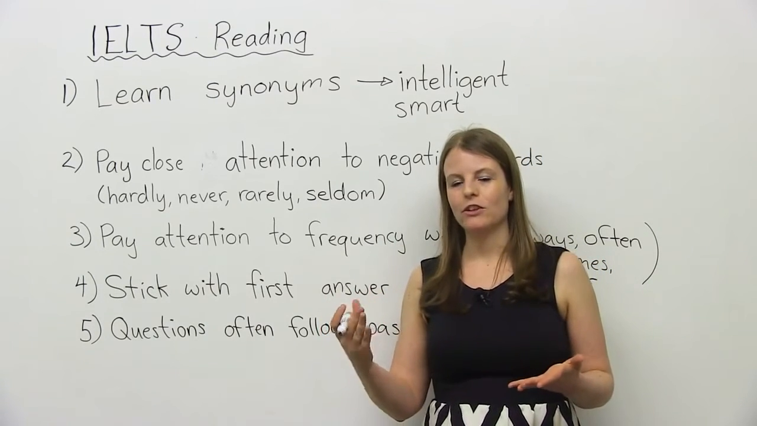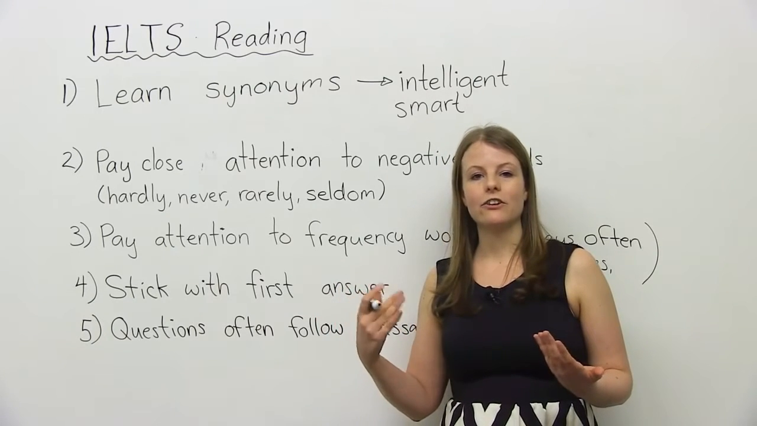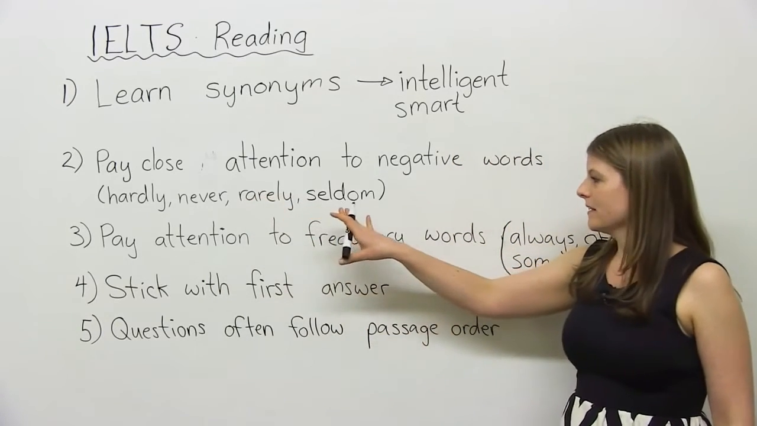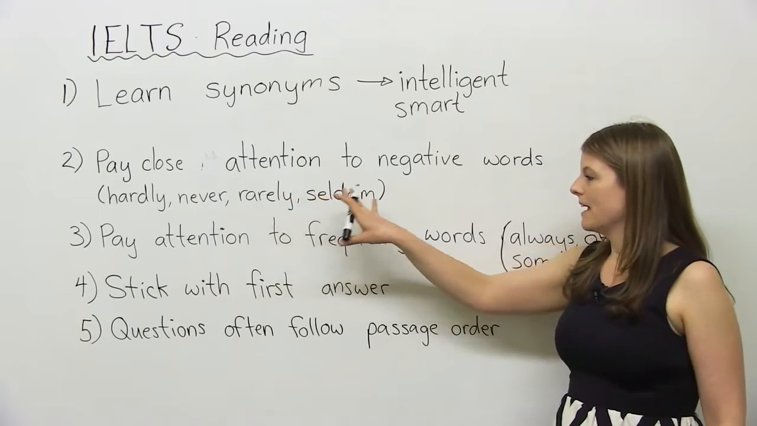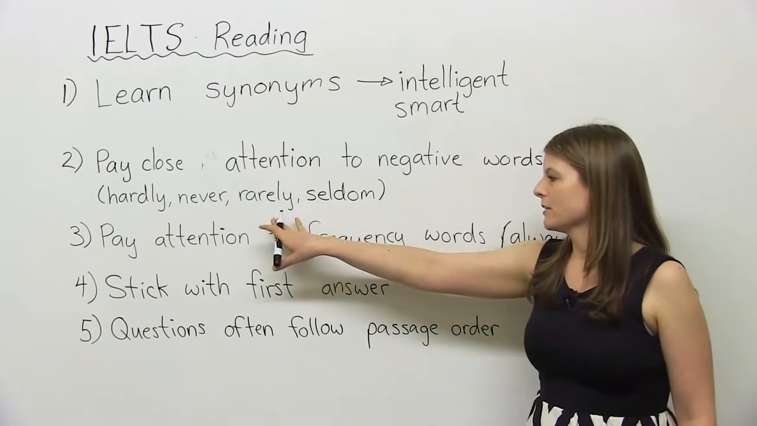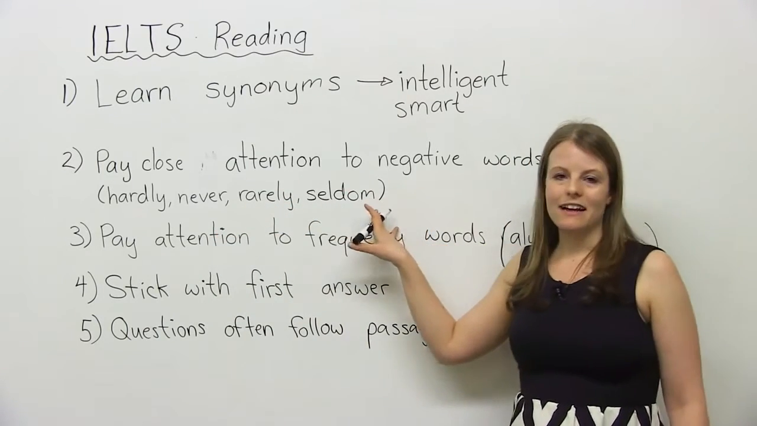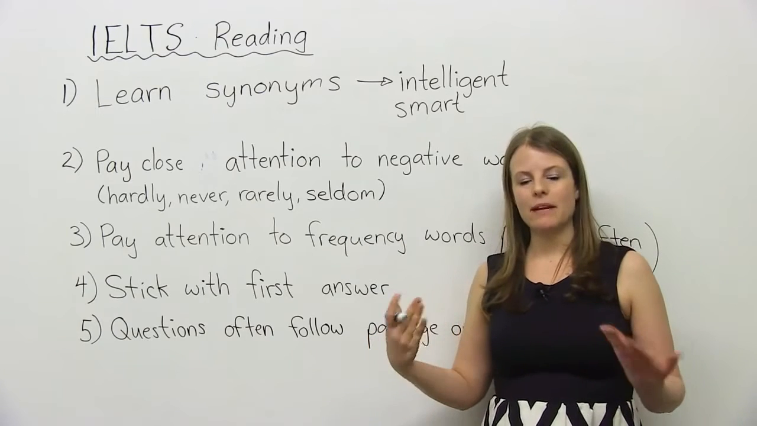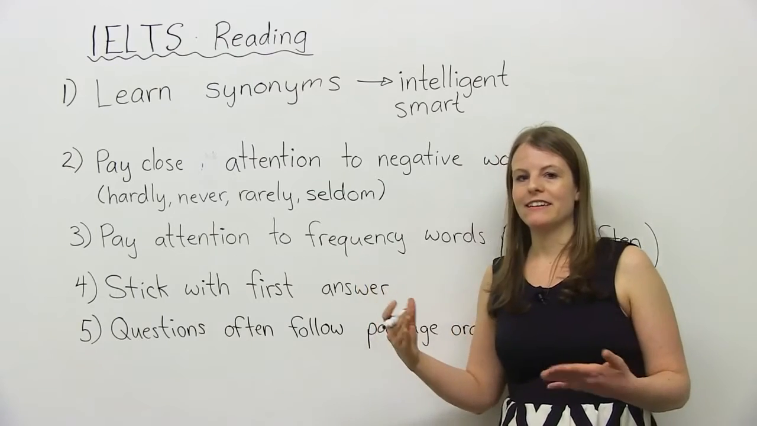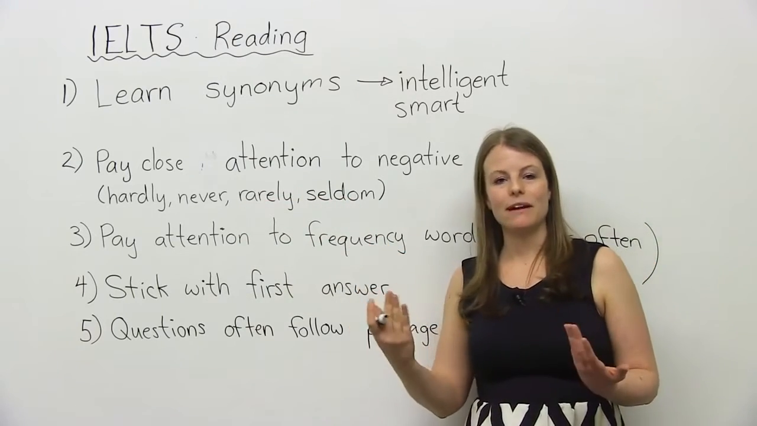There's a question type called true, false, or not given. There's also one called yes, no, not given. This point is for those. Oftentimes, you need to pay close attention to negative words on the IELTS. So for example, never, rarely, hardly, seldom. Depending on what the question is, sometimes if it's a true or false question, it's very important to look for these words. This is one of the tricks you might find on the IELTS.